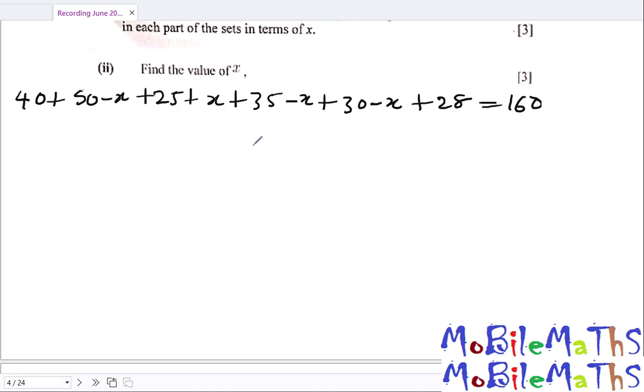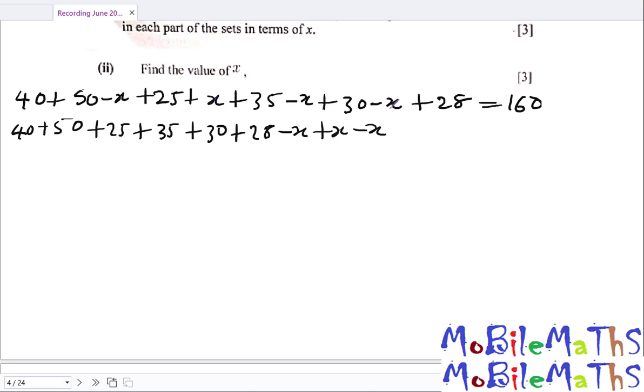So we add all of these, having like terms together. I've got 40 plus 50 plus 25 plus 35 plus 30 plus 28. Then for the x, I've got minus x, plus x, then minus x and minus x there. Then this is all giving me 160. Adding together these numbers, I'm getting 208. So this is 208, and a minus 2x is equal to 160.